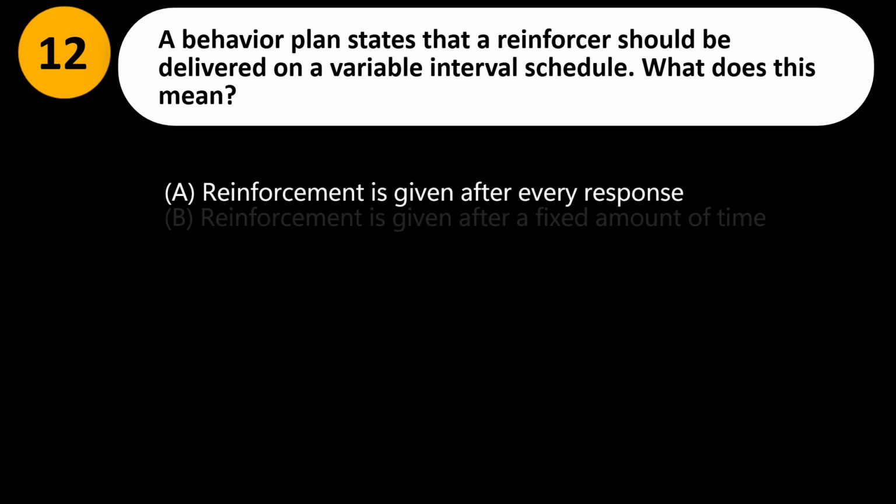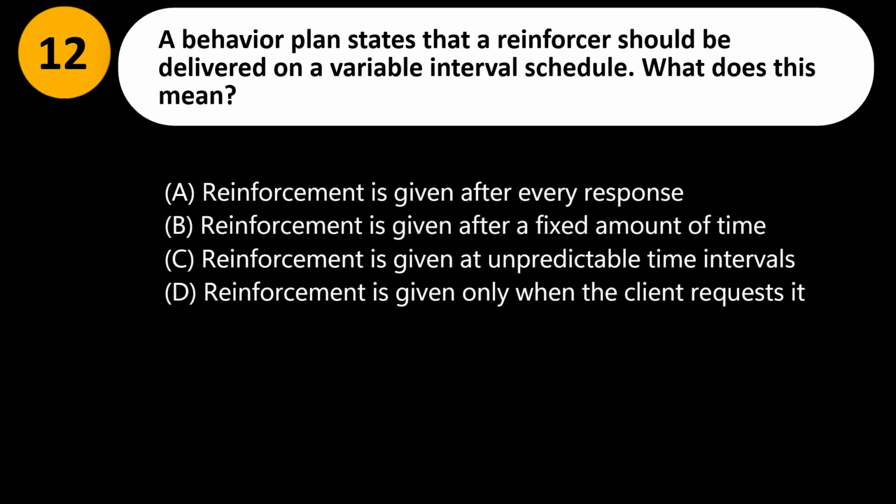A behavior plan states that a reinforcer should be delivered on a variable interval schedule. What does this mean? A. Reinforcement is given after every response. B. Reinforcement is given after a fixed amount of time. C. Reinforcement is given at unpredictable time intervals. D. Reinforcement is given only when the client requests it.